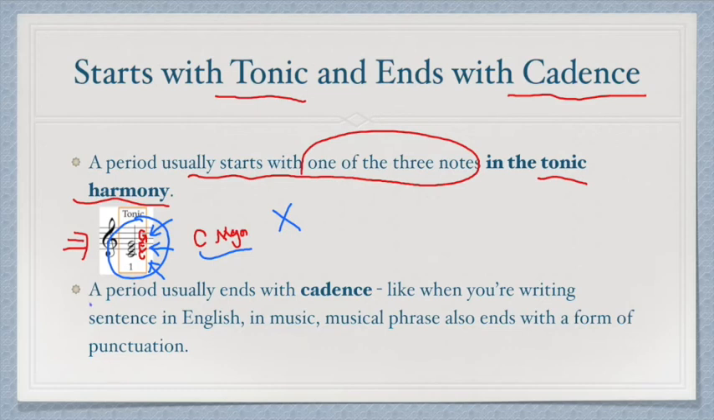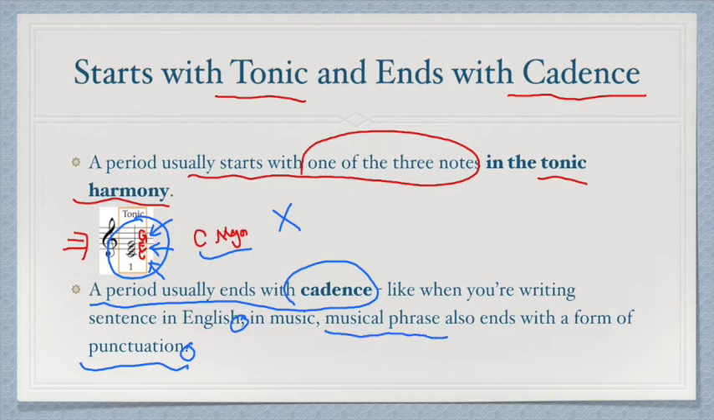Then a period usually finishes with a cadence. What is cadence? When you're writing a sentence, there is a comma, there is a period. You have to use punctuation, right? In music, a musical phrase also finishes with a form of punctuation, and these punctuations in music are called cadence.